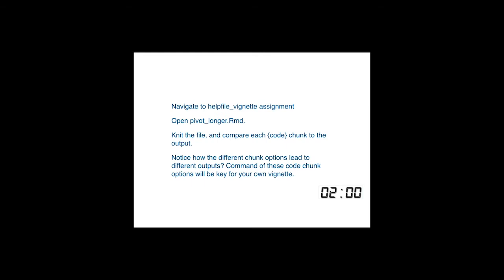So the question is, in the pivot longer example, you see that there are three different outputs: HTML, PDF, and Word. So if you go up to knit now, and you click on the drop-down arrow, you will see three different options: knit to HTML, knit to PDF, knit to Word. If you just click on knit, it will knit to HTML because HTML is listed there first, and it evaluates everything in order. So Ali was giving you options if you want to knit to a Word document or something else.